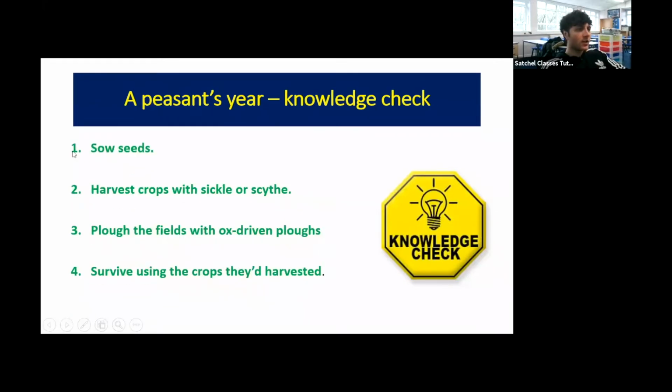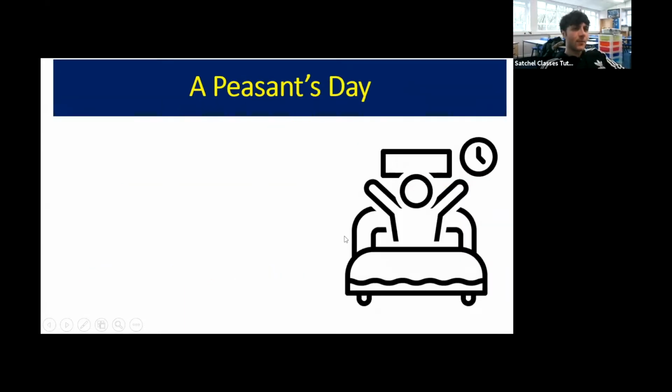Okay, here we go. So in the spring, they sowed their seeds. In the summer, they would harvest crops with a sickle or with a scythe. In the autumn, they would plough the fields with ox-driven ploughs. And in the winter, they would just survive according to the crops that they had harvested. Okay, so that is a peasant's year. We're now going to move on to a peasant's day.